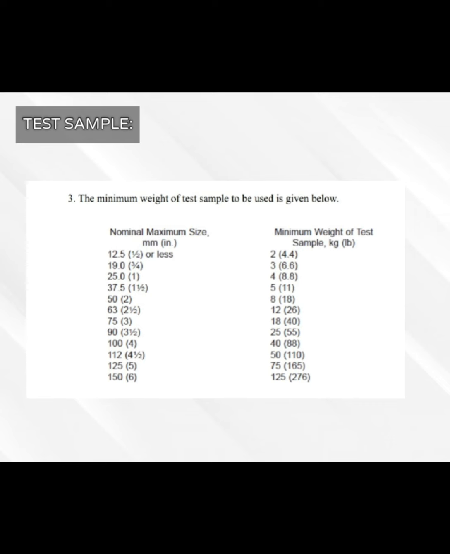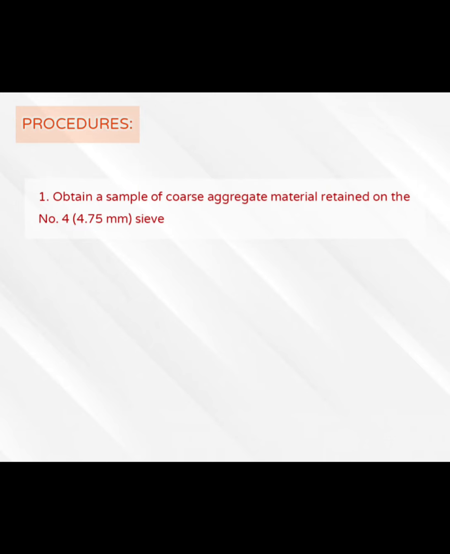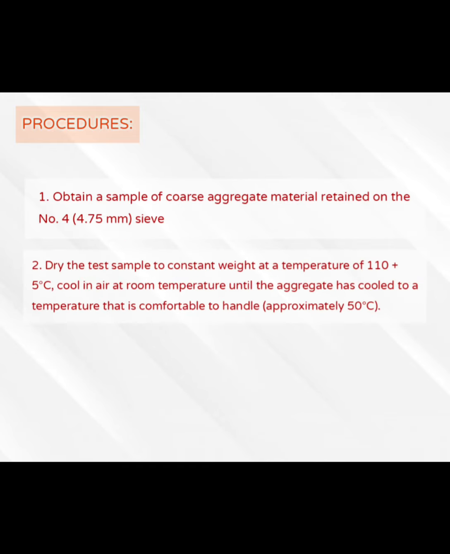75, 125. For the procedures, first, obtain a sample of coarse aggregate material retained on the number 4 or 4.75 sieve. Number 2 is dry the test sample to constant weight at a temperature of 110 plus or minus 5 degrees Celsius. Cool in air at room temperature until the aggregate has cooled to a temperature that is comfortable to handle, approximately 50 degrees Celsius.